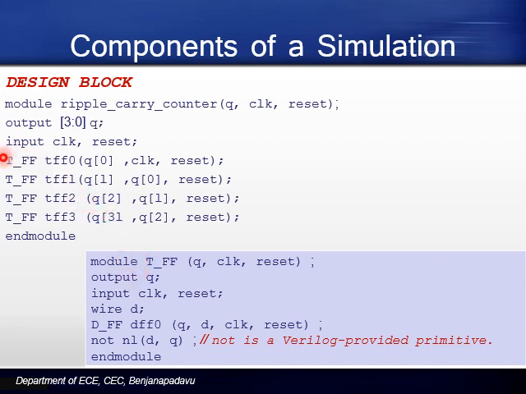Since T flip-flop is a component instantiated in the top level block, there should be a module which defines the functionality of the T flip-flop. So here is that module T_flip-flop with the terminal list Q, clock and reset. The T flip-flop in turn consists of two more component instantiation lines.